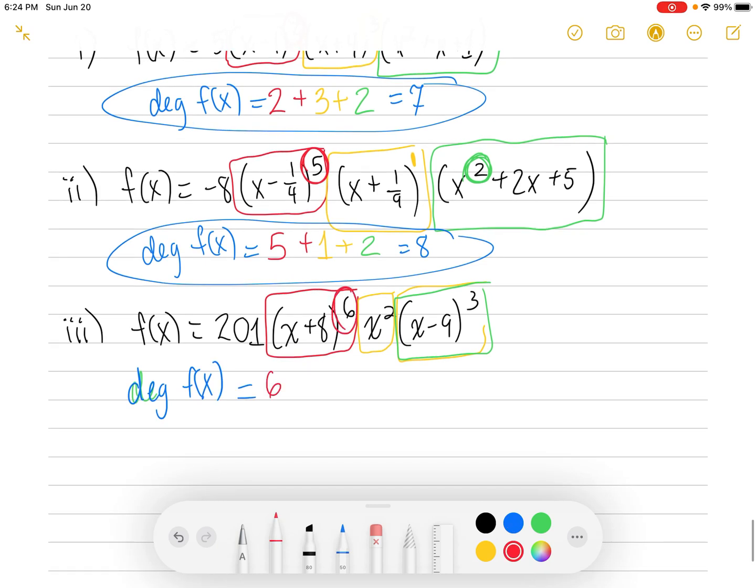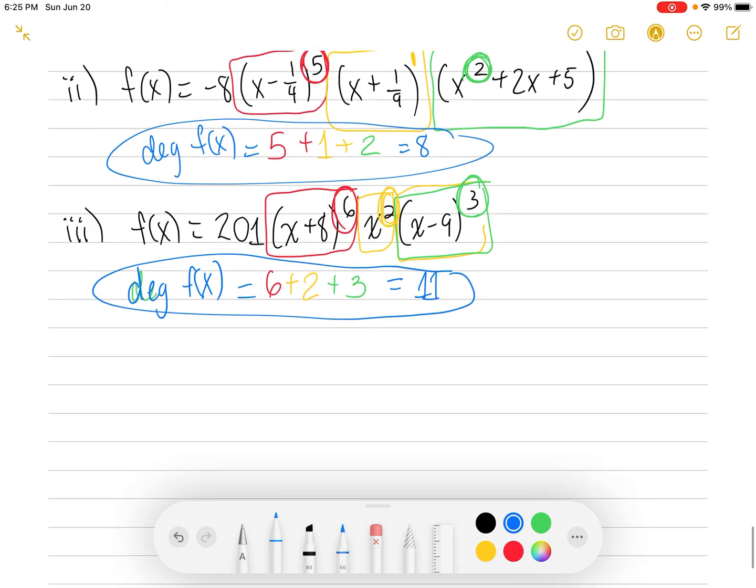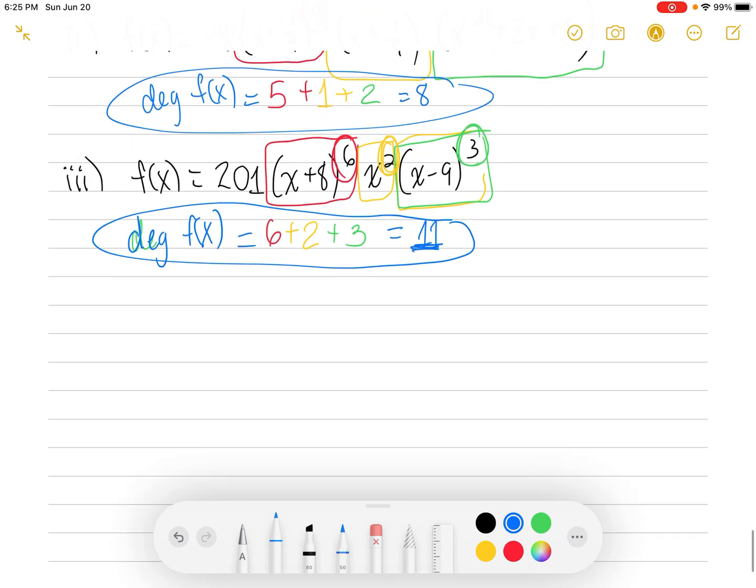Let's say, okay, my first factor has a degree of 6. That's the largest power that shows up. My second polynomial has a degree of 2. It's the largest power that shows up. And my third polynomial has a degree of 3. So I add up all the degrees of the factors, and I get a total degree of 11. 6 plus 2 plus 3, yeah, 11. So probably you'll be seeing things more like this. So 11, that's an 11 right there.